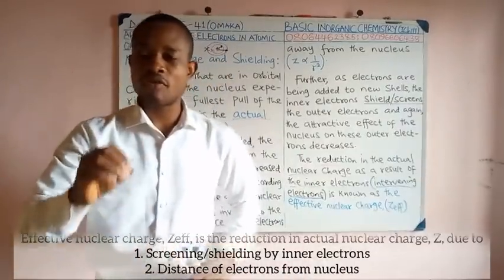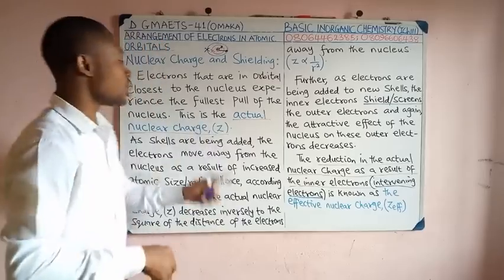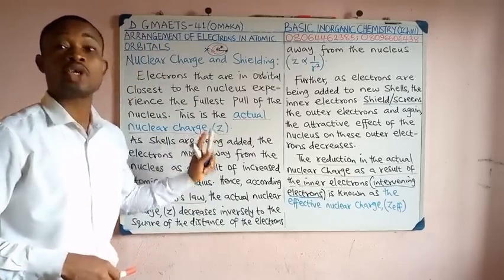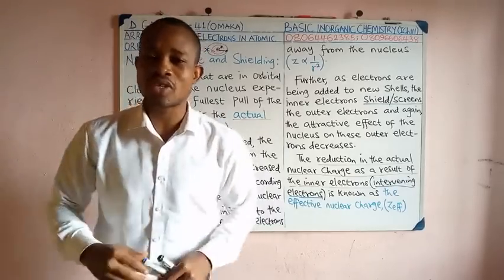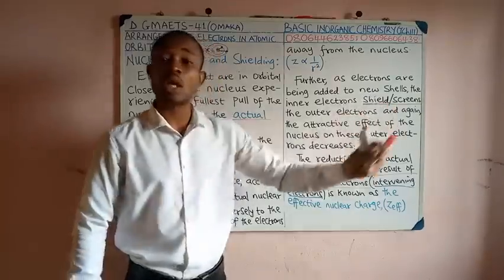In the next video, we're going to see the formula of Z effective, as to how it is related to the actual nuclear charge and a constant as a result of this screening, which we're going to call the screening or shielding constant.